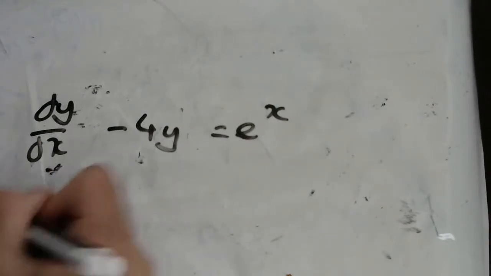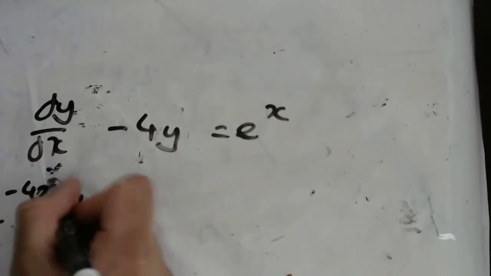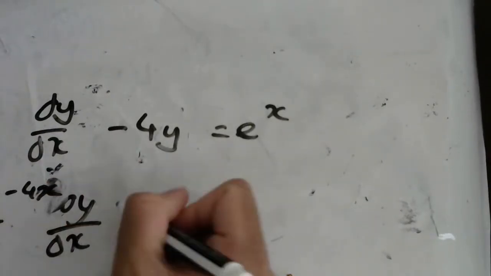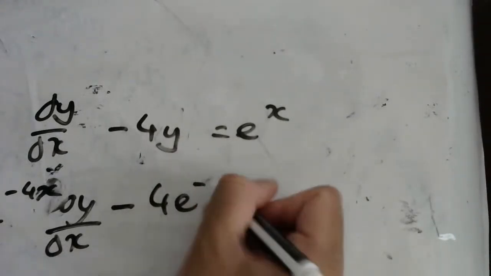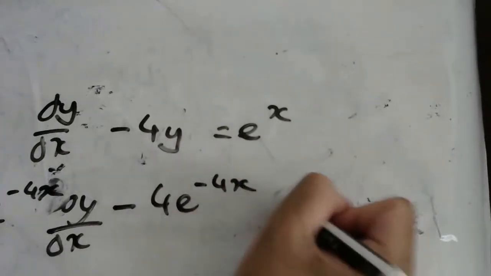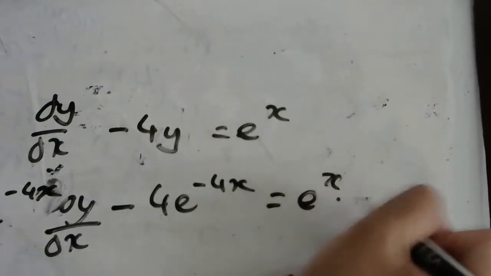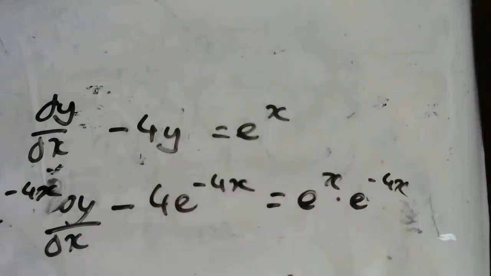So we've now got e to the minus 4x dy/dx minus 4e to the minus 4x y equals e to the x times e to the minus 4x. So what I've done there is I've multiplied through by the integrating factor.